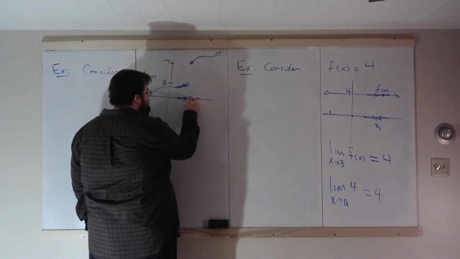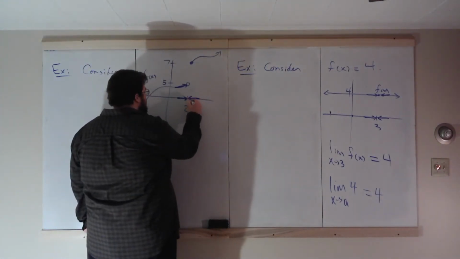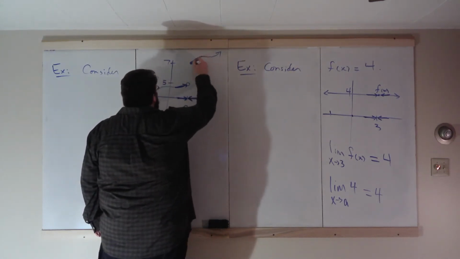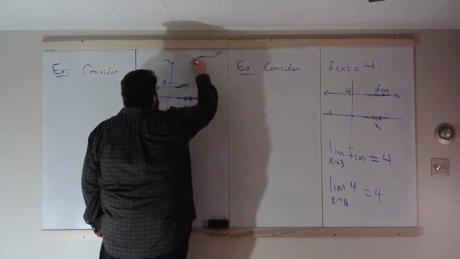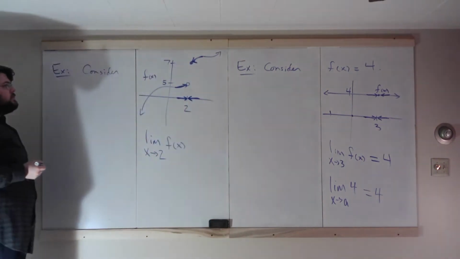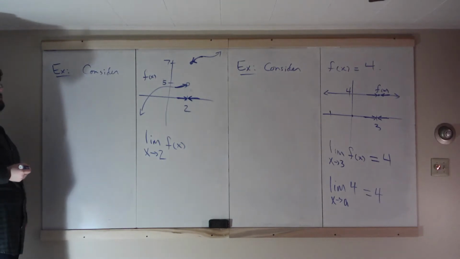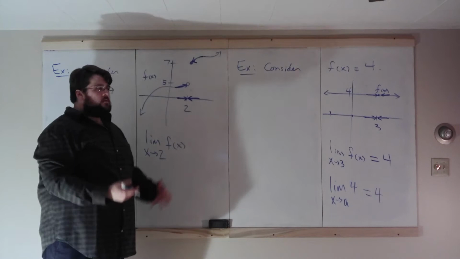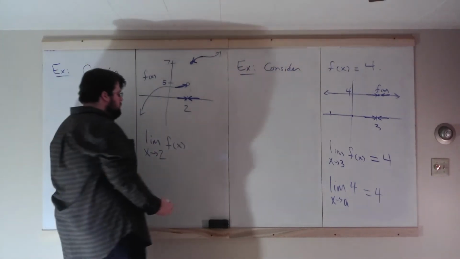But what happens as we approach 2 on the other side? Well, where's the function? It's somewhere up here. As we approach 2 from the other side, the function approaches a y value of 7. 5 and 7 are not the same number.